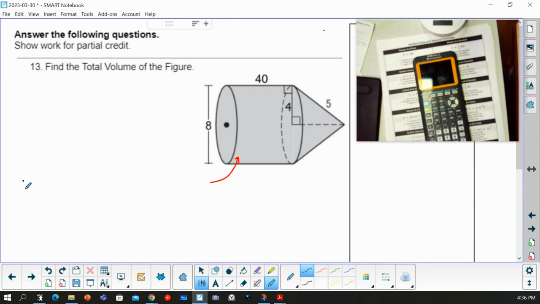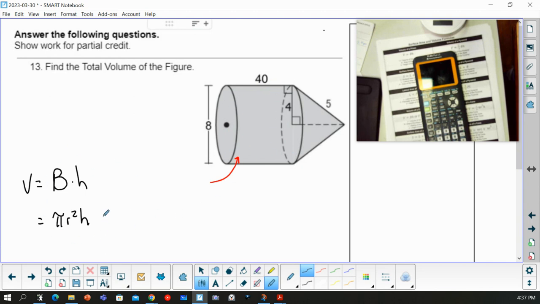Okay, volume of the cylinder. Volume of a cylinder is the area of the base times the height. Since the base is a circle, sometimes we write the volume of a cylinder as pi r squared. That's the area of the base, since it's a circle, times the height of the cylinder. That's how tall that cylinder is. So we're going to find the volume of this cylinder.